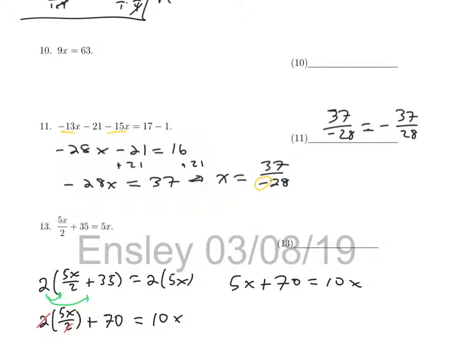Now I can subtract 5x from both sides, and I'll have 70 is equal to 5x. And if I divide both sides by 5, then I find that x is 70 over 5, which is 14.